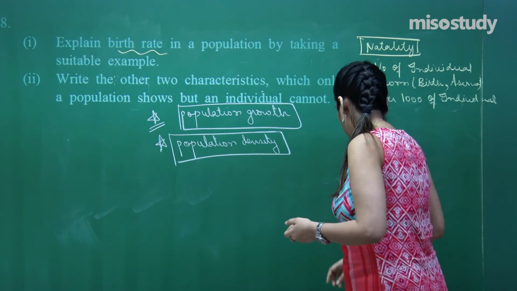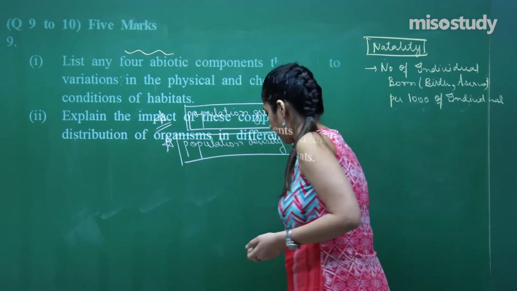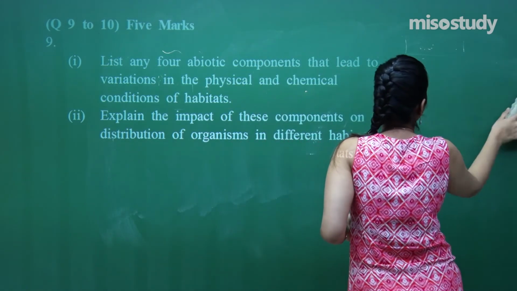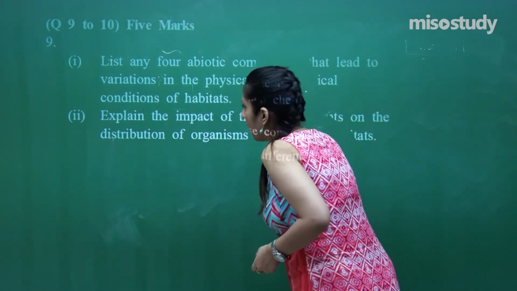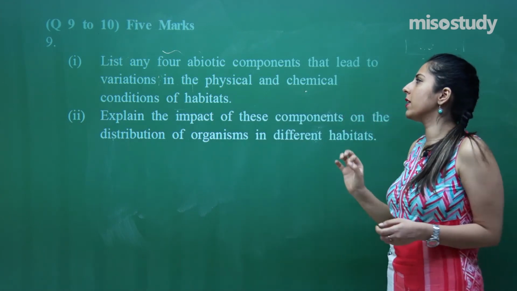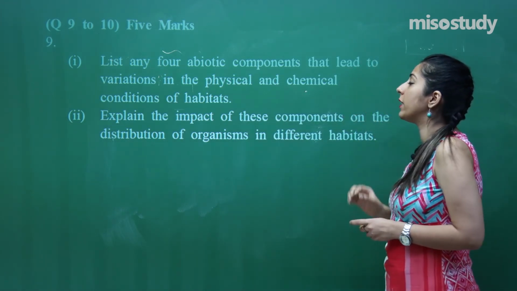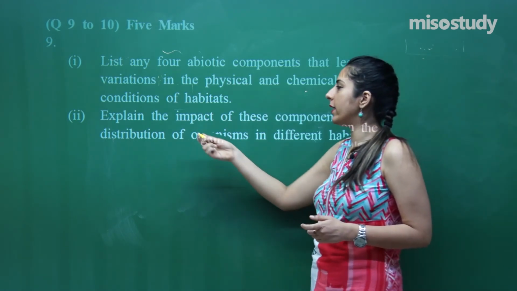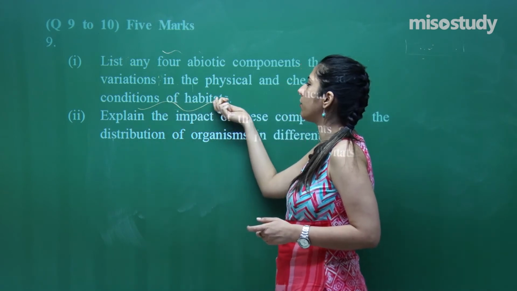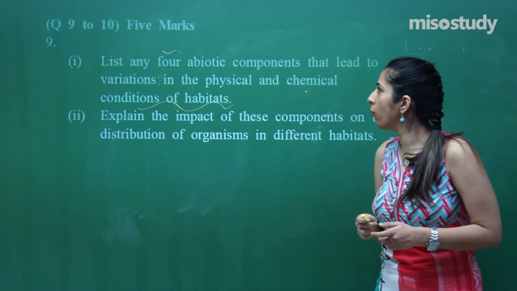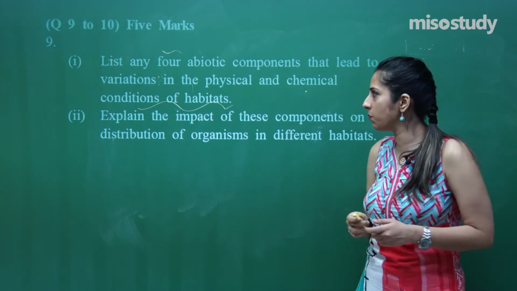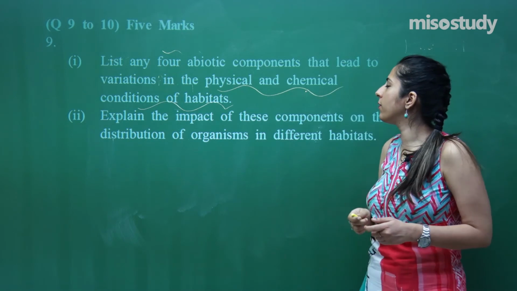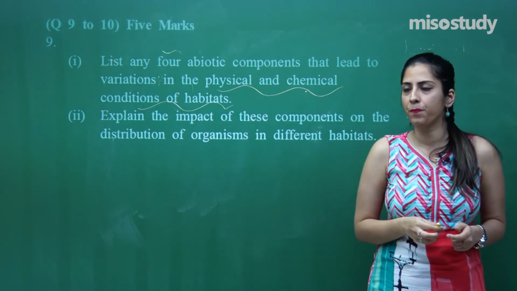Let's move on to the next question, question number 9. This question number 9 is of 5 marks. So, let's start reading this question. List any 4 abiotic components that lead to variation in the physical and chemical condition of a habitat. We have to identify those factors which affect the overall growth of living organisms, and which lead to physical and chemical changes in the habitat.